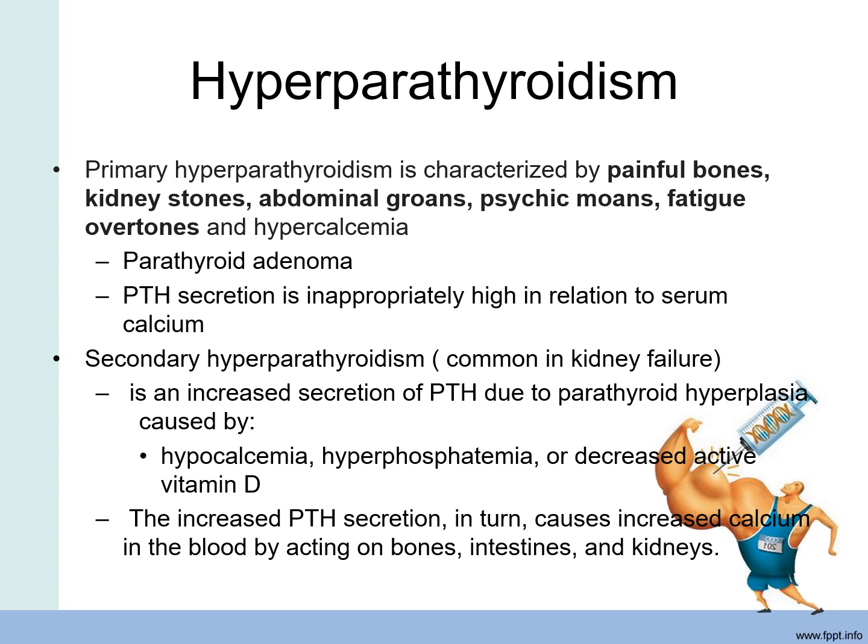Also, there is secondary hyperparathyroidism, and this is common in kidney failure. It is an increased secretion of PTH due to hyperplasia of the parathyroid gland. This typically is caused by hypocalcemia, hyperphosphatemia, or decreased active vitamin D. The increased PTH secretion in turn causes increased calcium in the blood by acting on the bones, intestines, and kidneys. So with our hyperparathyroidism, we can see the parathyroid adenoma or secondary hyperparathyroidism common in our chronic kidney disease patients.